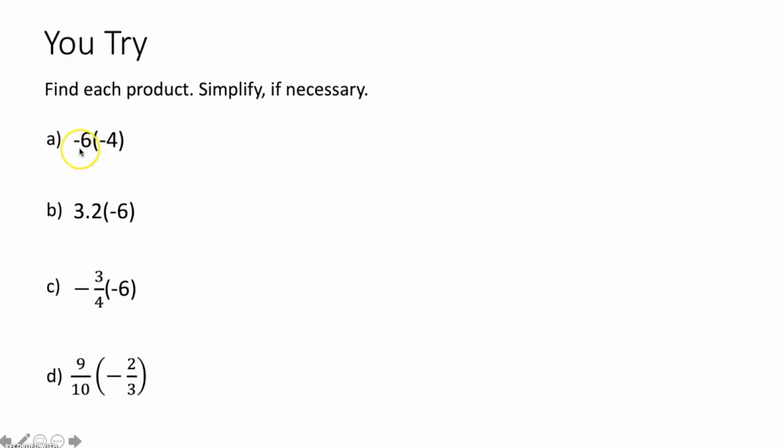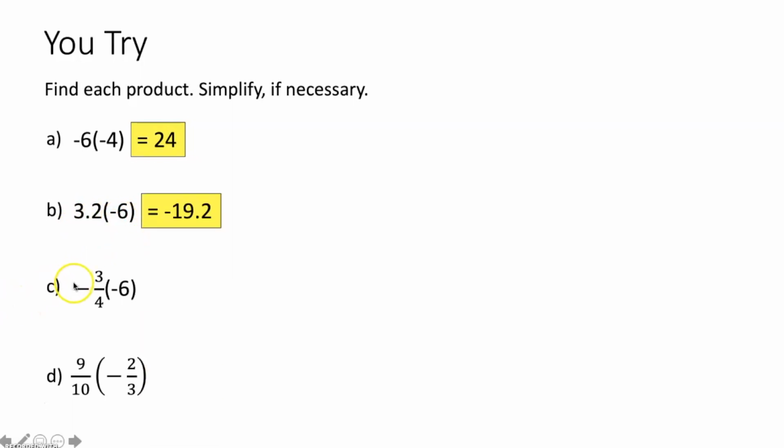Okay, doing the same thing here. Multiplying -6 times -4. Since these two numbers have the same sign, our answer is going to be positive. So -6 times -4 is going to be positive 24. Part B, we're multiplying 3.2 by -6. These two numbers have different signs, meaning our product, our answer, is going to be negative. So 3.2 times -6 is going to be -19.2.